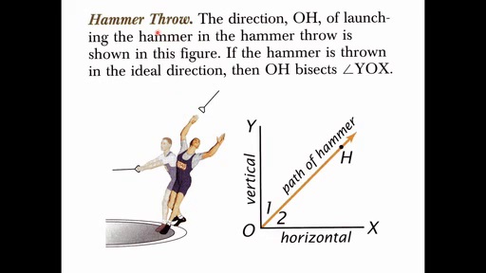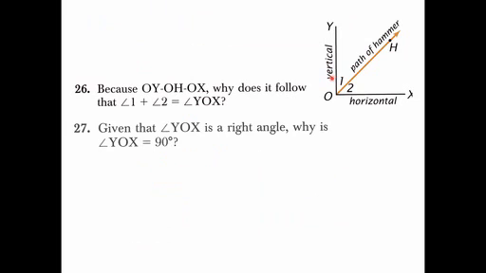All right, we jump into the hammer throw in track. We do not have this on our team. We have the discus and the shot. I don't know if they do hammer throws in our meets and we just don't have anybody, or whether they don't have it in high school. They're telling us, though, that the vertical, where you'd be standing, and the horizontal along the ground, the best way to release it is this path right here, where OH bisects YOX. Remember what bisect means? To divide into two equal, in this case, angles. So some questions about it.